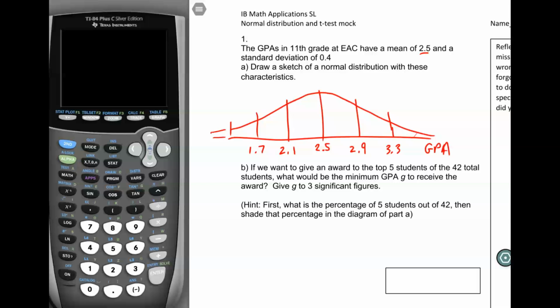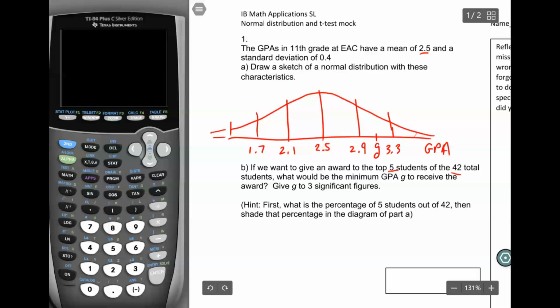But you might say, oh, but the area is not divided into people, it's divided into percent. Exactly. So you need to figure out what is the percentage of 5 in 42, and that would be the percent that you want to shade as far as your top 5 goes. Why are you doing that? Because you want to figure out where exactly is G, okay?